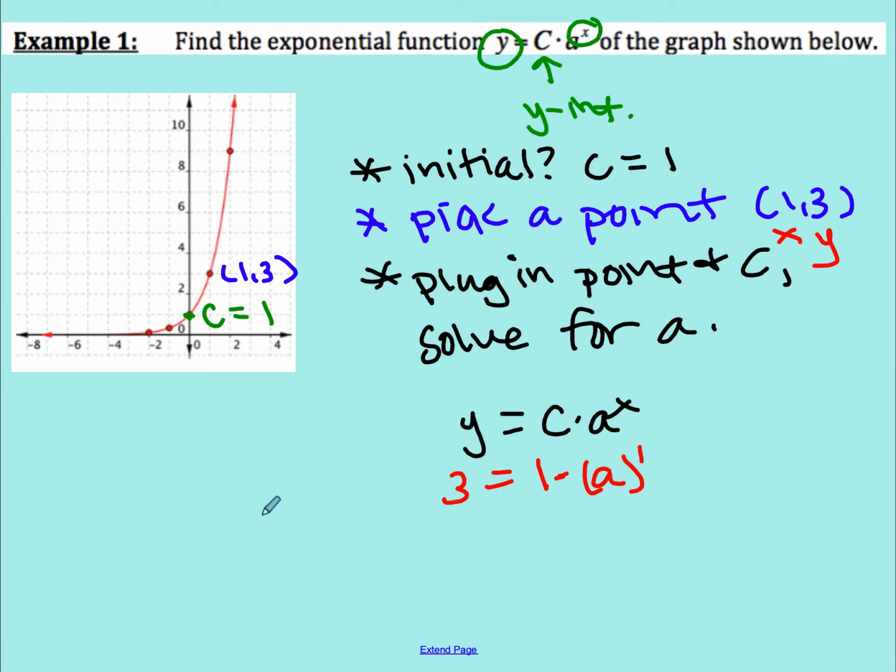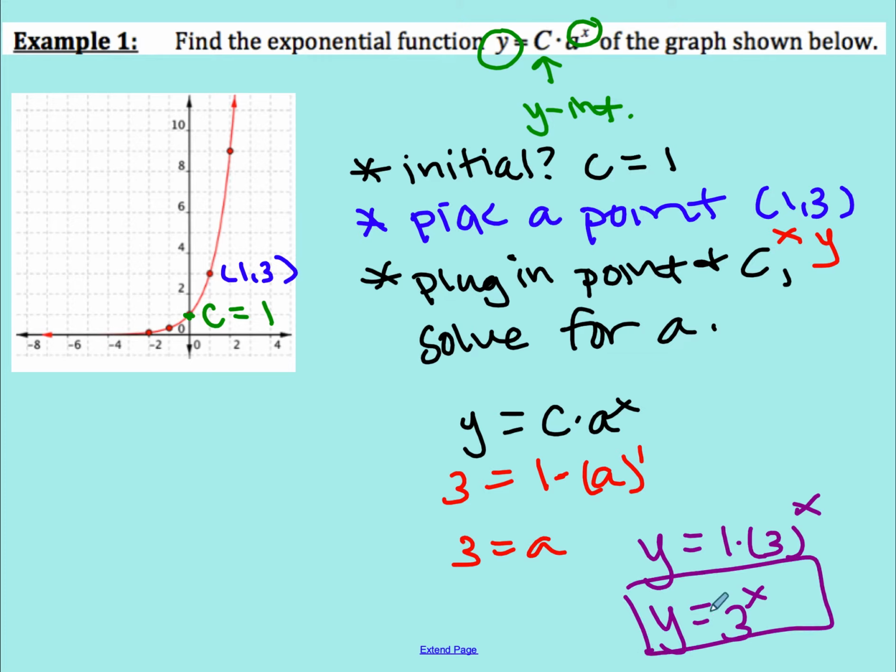Then you would solve. Remember, when you guys are solving this, don't forget to follow PEMDAS. So it's parentheses, then exponent. So I would say a to the first, which is a, and then times by 1. So that gives me just a. So I have 3 equals a. So that's pretty easy using that value. So my equation would be y equals 1 times 3 to the x. Okay, if your c value is 1, you don't need to rewrite it, so you could just say it's 3 to the x. This would be my equation.